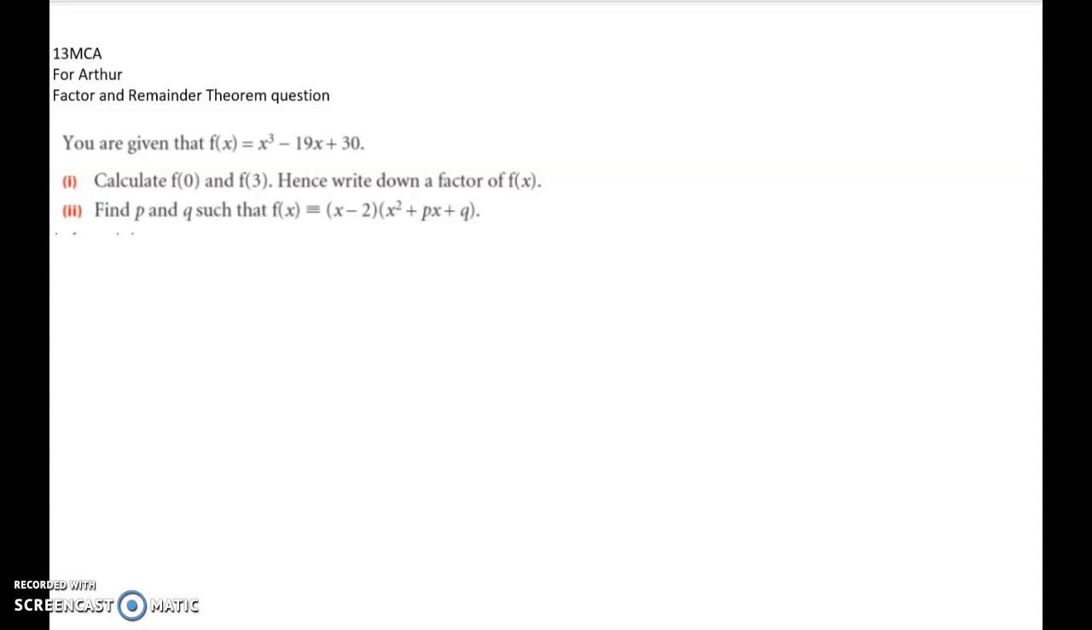This is a factor and remainder theorem question for Arthur, and it's quite a nice question because it goes over the basics of the factor theorem and also looks at how we can switch between having the roots, the factors, and an expanded polynomial.